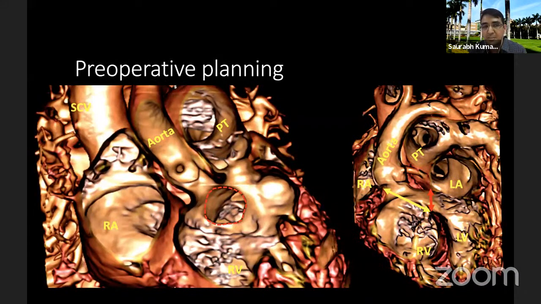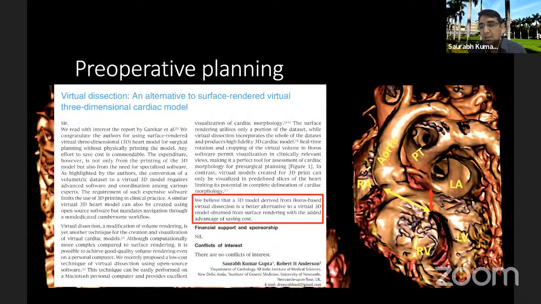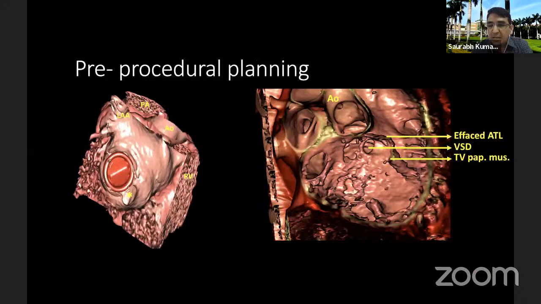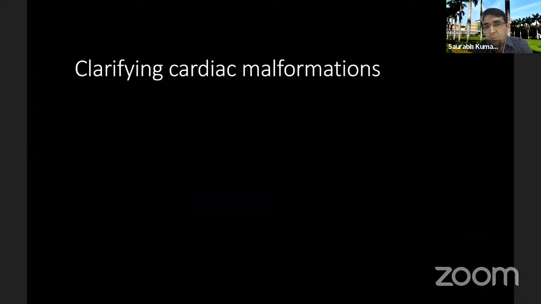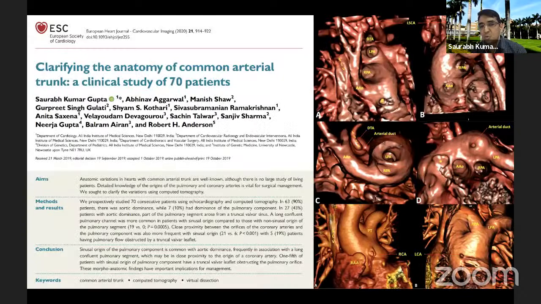Pre-operative planning, I have already emphasized. And I think such virtual models based on volume rendering are much better than virtual models based on surface rendering, because volume rendering is much superior computationally, and it is now possible using newer tools and techniques. Pre-procedural planning, I have explained how it can be used. It can also be used to clarify some of the anatomical issues, and based on these images also, we have published a paper to clarify the anatomy of common arterial trunk, and I found it very useful while we were digging out details of those anatomical lesions.